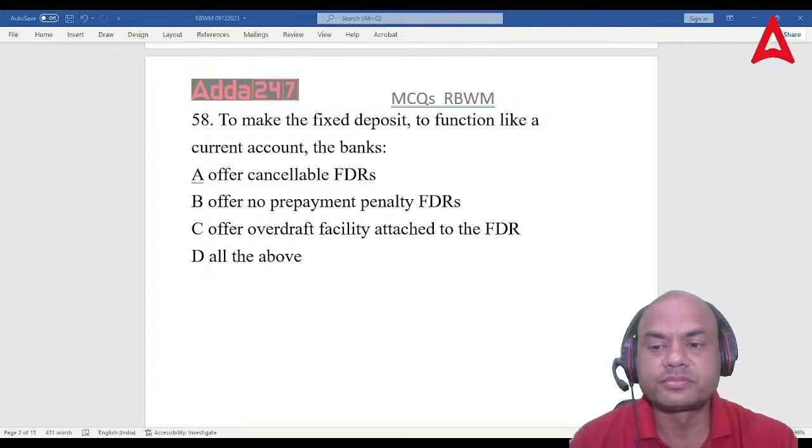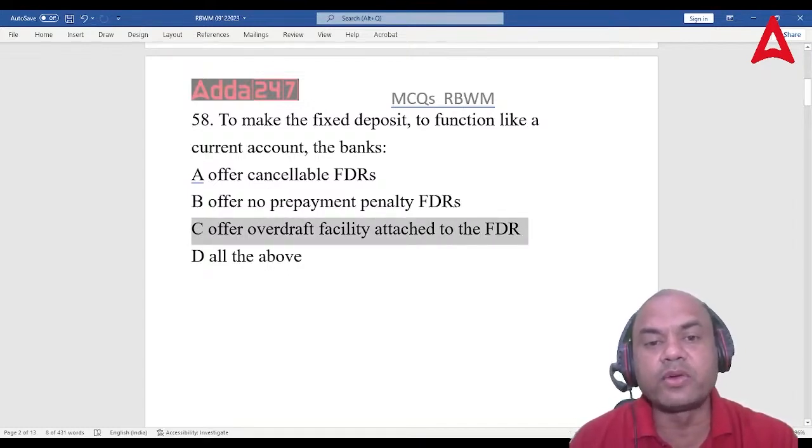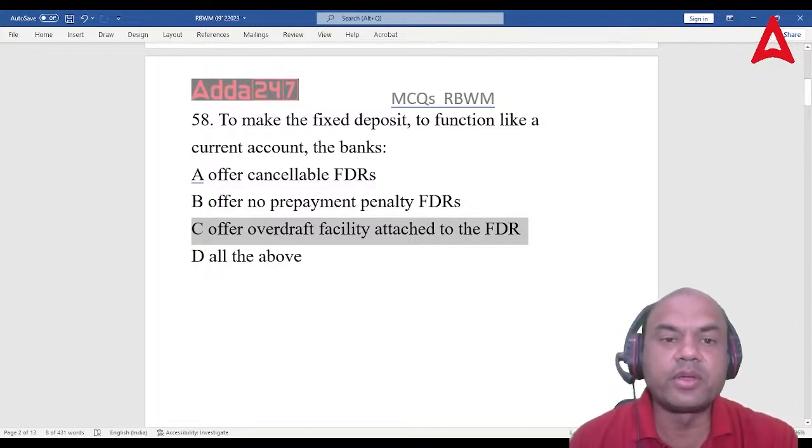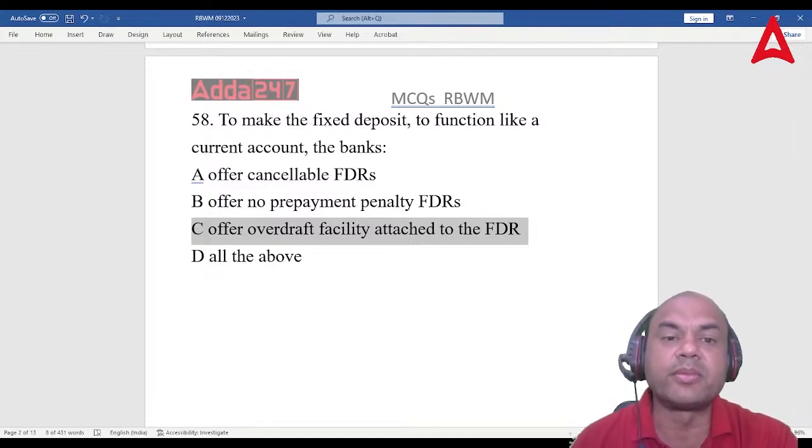The answer is C, to offer overdraft facility on the FDR. What is an OD? FDOD, what is that? What do we do in FDOD? A typical amount, generally 80 to 90% is given on that FD as an OD. Right, we open a separate OD account and then give it. And that customer makes the transactions on that.